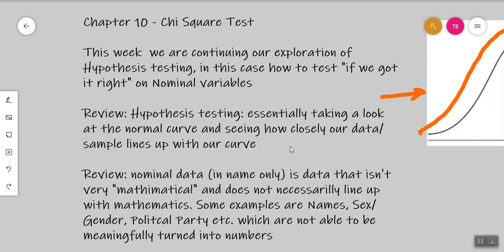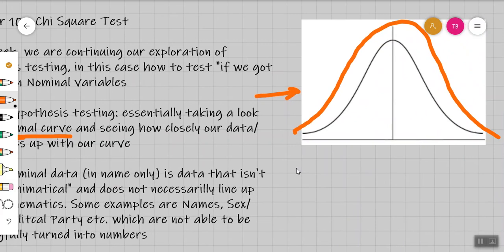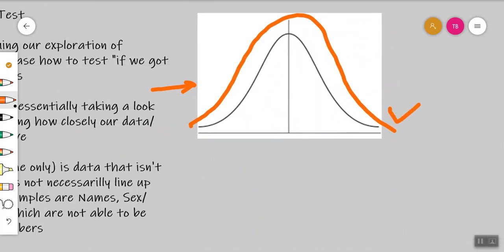So there's two things to review here. One being hypothesis testing in the sense of essentially we're taking a look at how well our sample aligns with the normal curve. And this is over here. So if you take this orange line to be our sample and then along the normal curve, we're trying to see how closely these two align. The more closely it aligns, the more likely it is that we got it right, because it approximates normality. Okay, so that's what hypothesis testing has been so far.